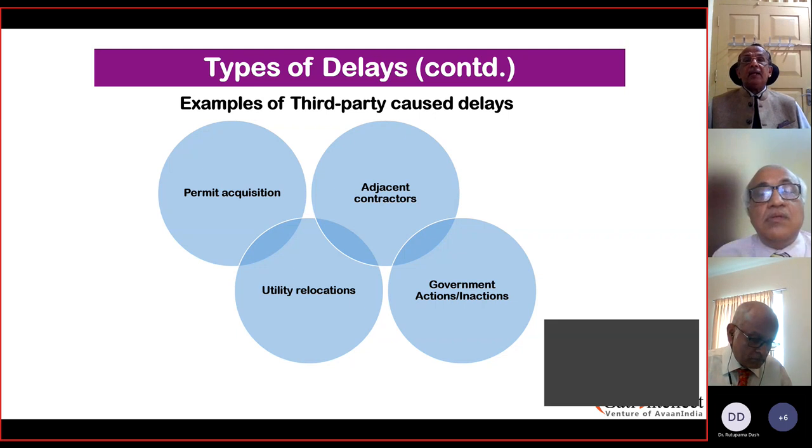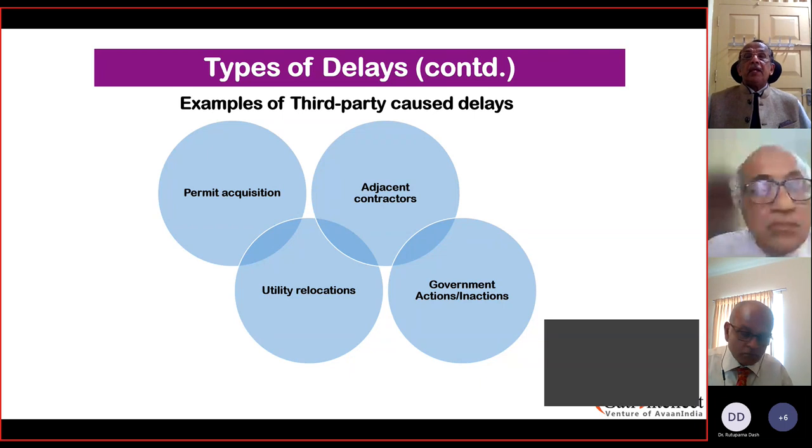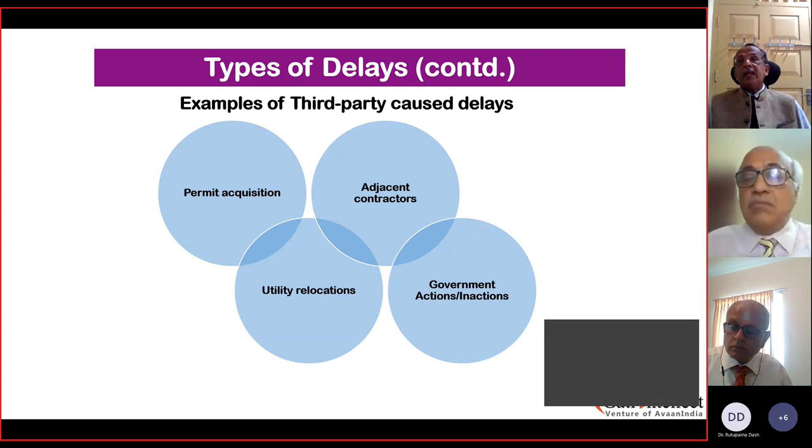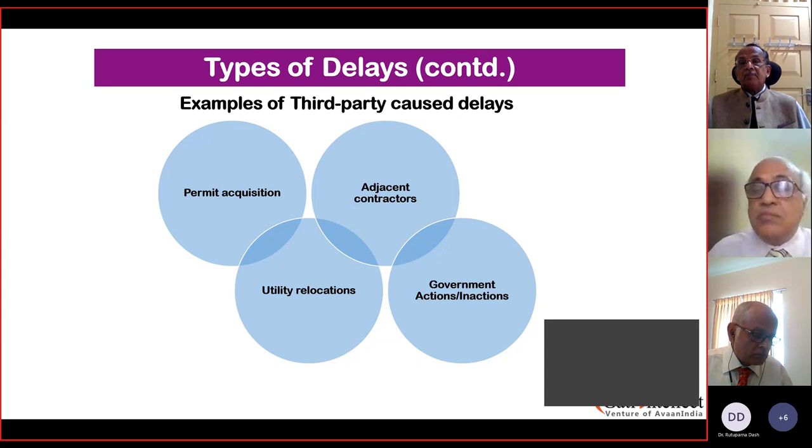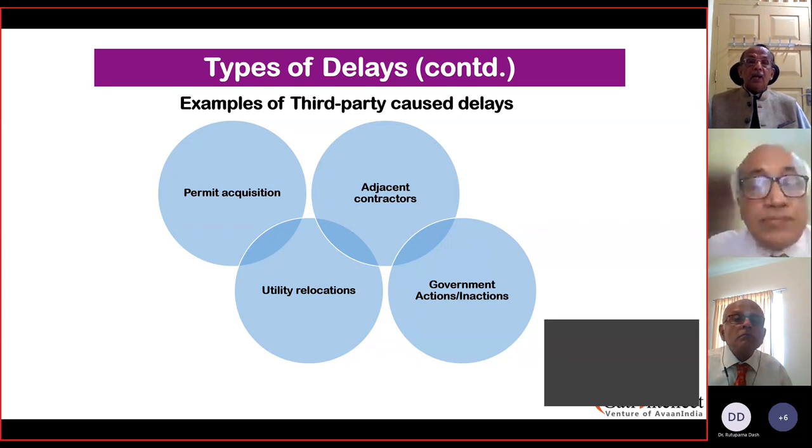Then adjacent contractors delay. We would definitely say that the adjacent contractors should be part of the owner's responsibility. Because if there is a contractor who is working next to our job site, and if we have to get permission from him for the supply of electricity or whatnot, it should be the owner's responsibility to get it. Likewise, government actions and inactions. Here again, permits from the government for the labor which we have brought in from outside the state, or there can be so many things which can come up all of a sudden from the government. Utility relocations, Ram has already covered that.